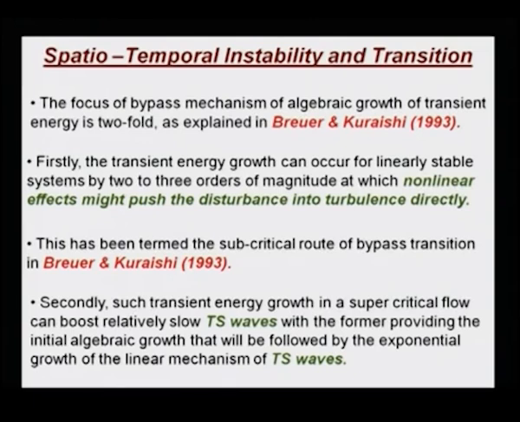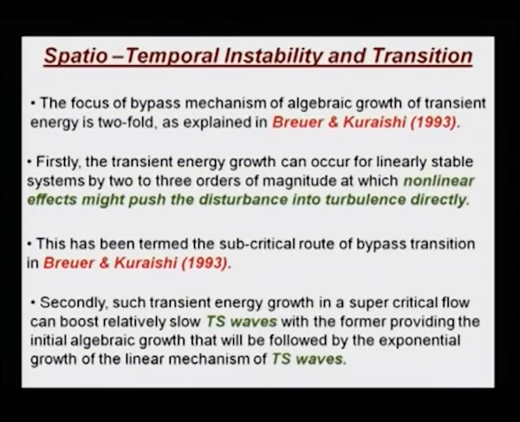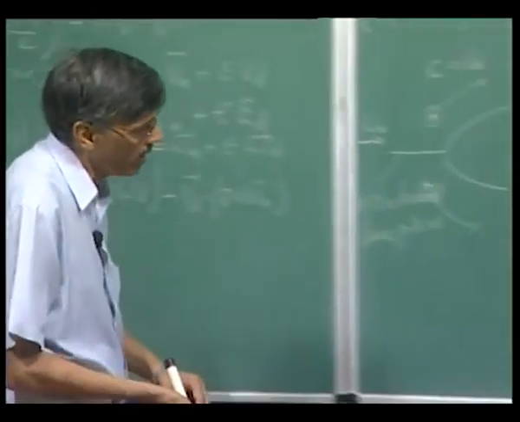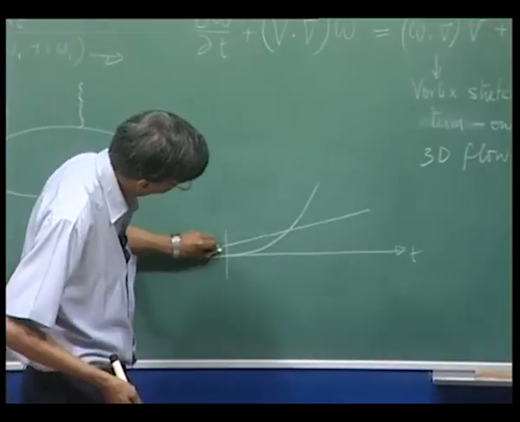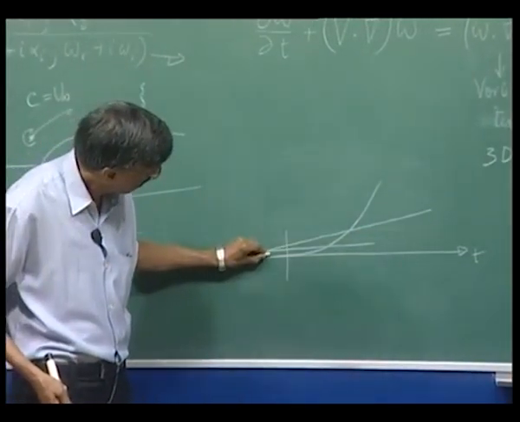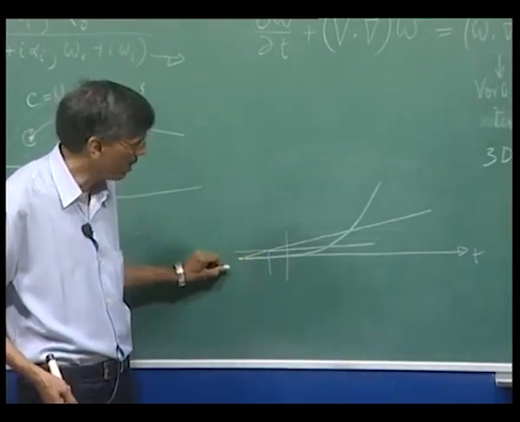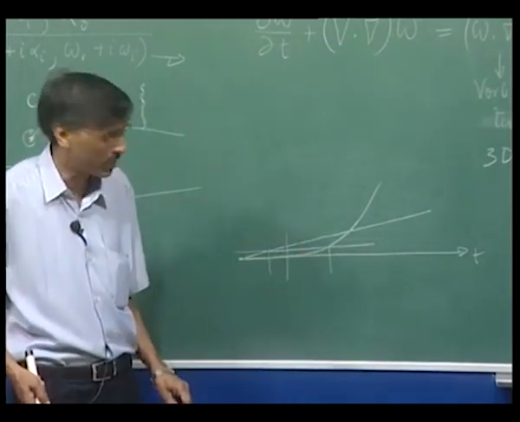Why are people interested in algebraic growth? That is what I was trying to show you. This was explained in Breuer and Reshotko's paper. Firstly, the transient energy growth can occur for a linearly stable system by 2 to 3 orders of magnitude, after which nonlinear effects can take over directly. Suppose my nonlinear threshold is here. Then you can see for the initial algebraic growth, I have to go up to this time, whereas if I had depended upon exponential growth, I would have to wait up to that long a time.